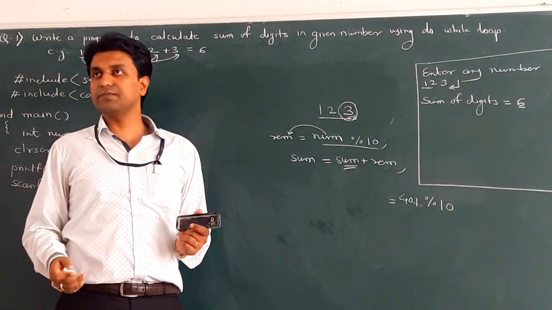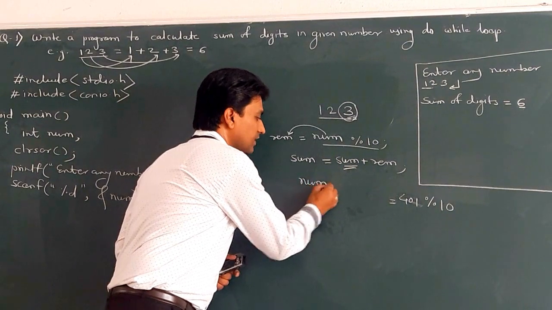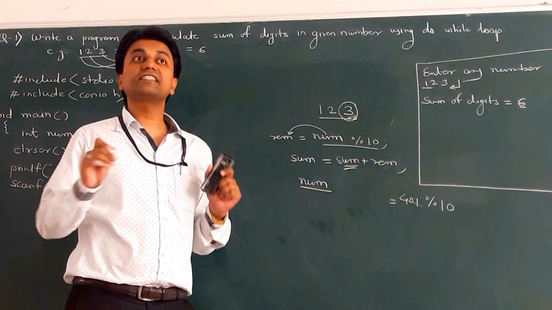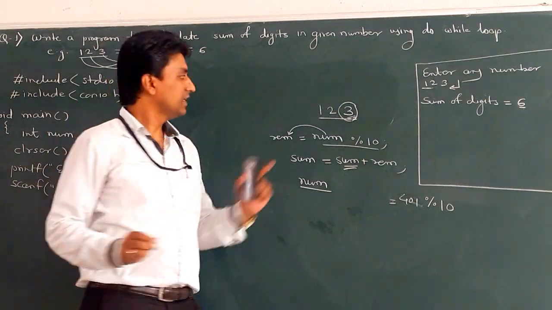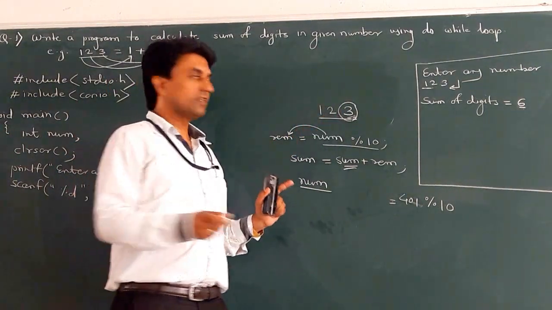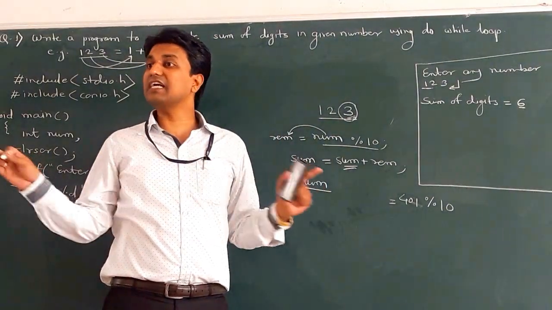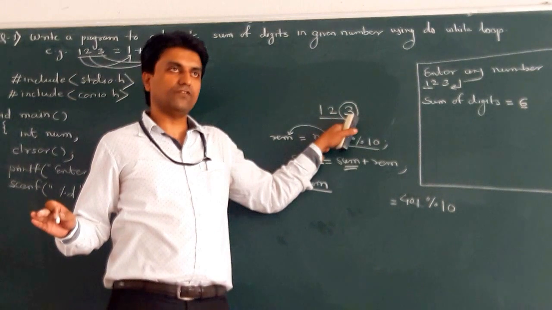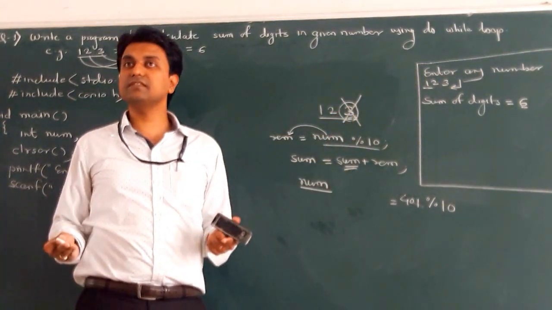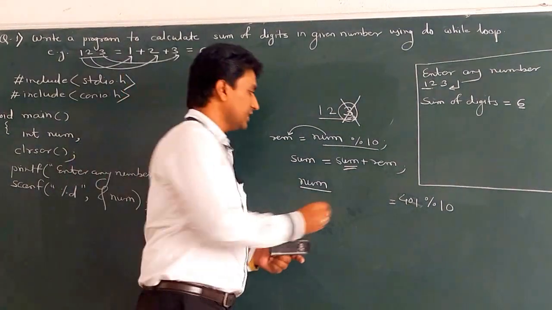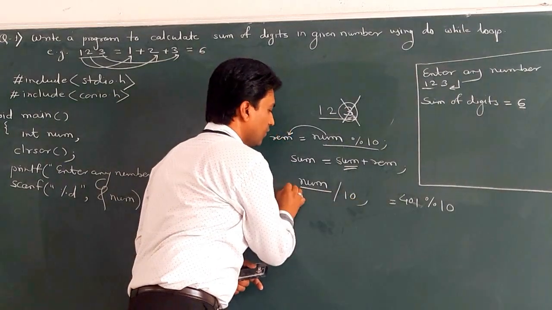What is the third step? Now what do we do? With num, this is the number, discard or delete the last digit from the number. If the number is 123, we add 3 into sum, then discard that last digit of your number. And how can we discard this digit? Using num divided by 10. What does it give you?